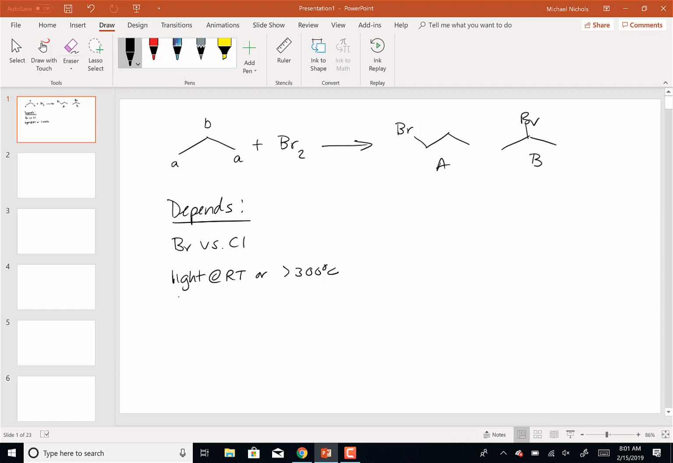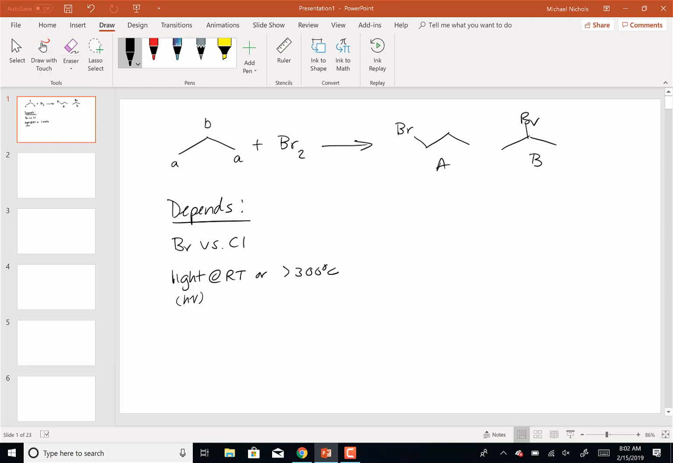And just so you know, you might see H nu as light. That's an abbreviation for a photon of light. So you'll either see light or H nu. So that's what the major product is going to depend on. We can actually quantify this.